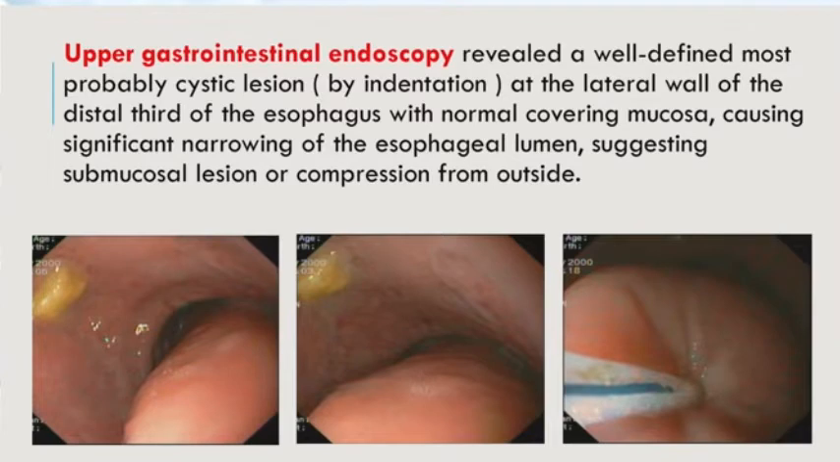Upper endoscopy was done for the patient, which revealed a well-defined, most probably cystic lesion indenting the lateral wall of the distal third of the esophagus with normal overlying mucosa, causing significant narrowing of the esophageal lumen, suggesting a submucosal lesion or compression from outside.